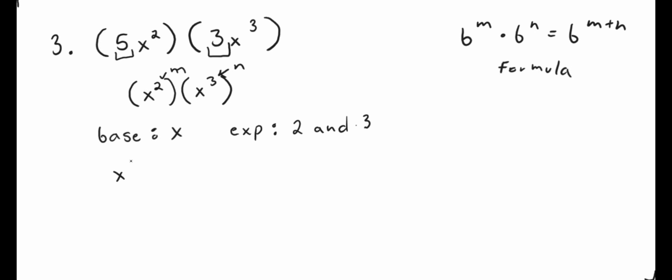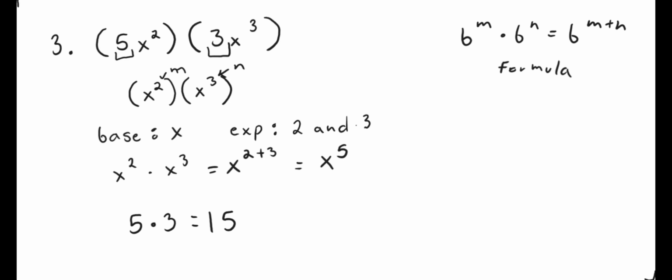So now we got our singular base x, 2 plus 3, which equals x to the power of 5. Now we're not done yet. Don't forget about our 5 and our 3. When it comes to normal numbers, so for example our 5 and 3, we just multiply them like how we normally do, which is 15.